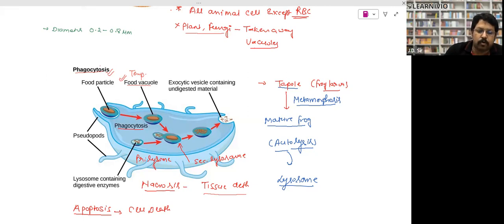When the food vacuole goes, this Golgi complex will, this is lysosome, sorry, lysosome. This lysosome will fuse with this food vacuole. They will digest the food. The digested food will be excreted out, right? And useful substances are utilized. So that is the function.